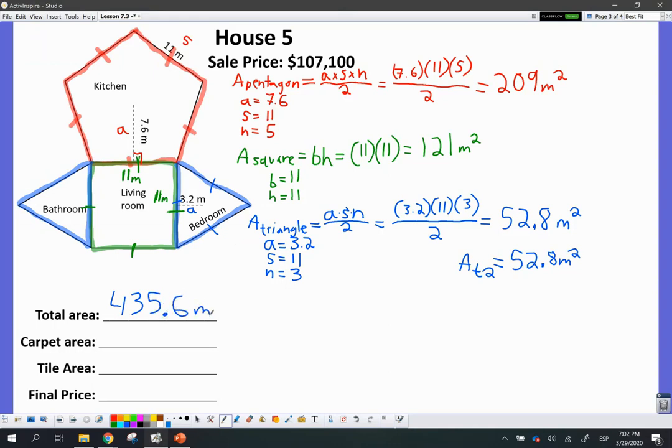435.6, and that's meters squared. So my house has a total area of 435.6 meters squared. Now we need to find the carpet area.